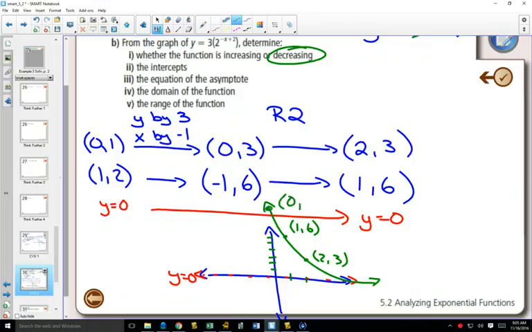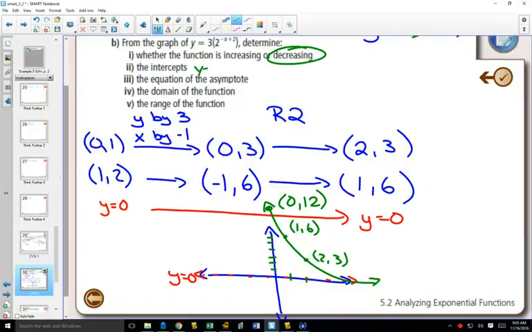How do we find a y-intercept? Plug in 0 for x. Go to your original equation, plug that 0 in. What are we going to get? We're going to get 2 to the power 2, which is 4, times 3 is 12. So even though that point didn't appear when we graphed it originally, we can always do that. We can always make a table of values to find more points. We can always plug in 0 to find a y-intercept.